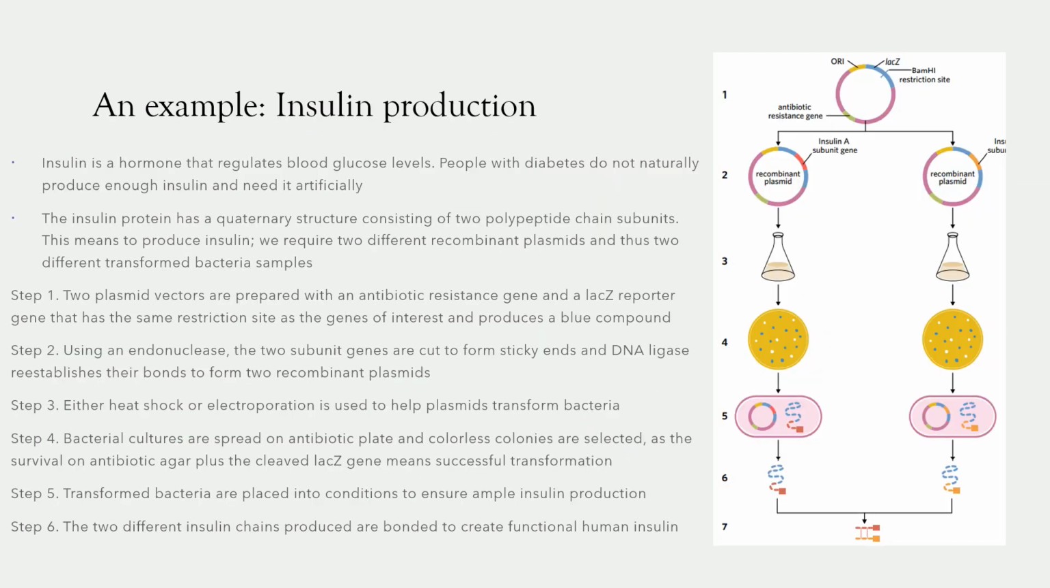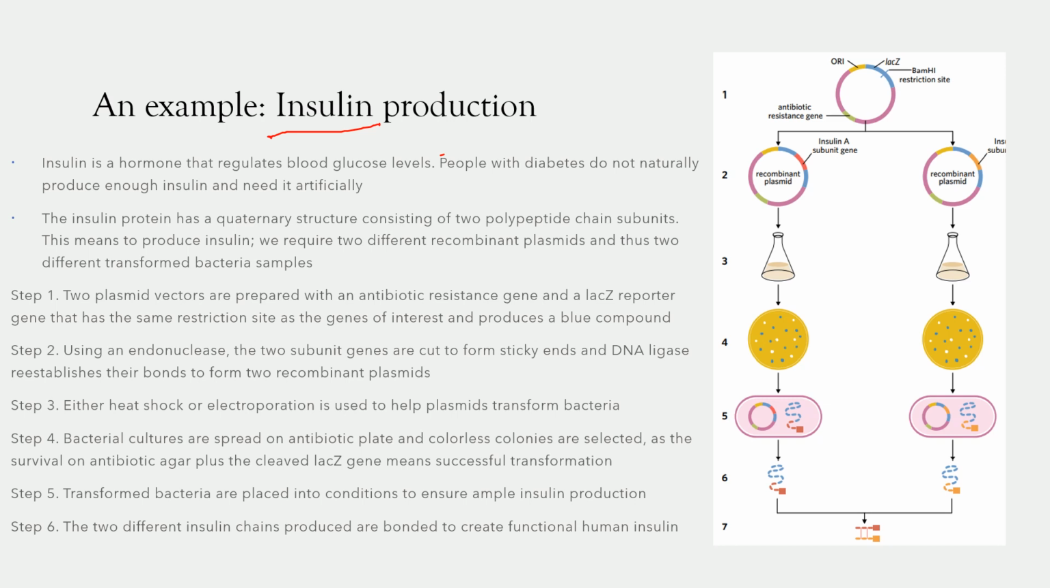This is the example that I want to focus on and that Vika also wants you to focus on. It's looking at this recombination process, but using insulin as a specific example. Insulin is a hormone that regulates blood glucose levels, and people with diabetes do not produce enough of it naturally. So we need to artificially give them this insulin protein so they can regulate blood glucose levels.